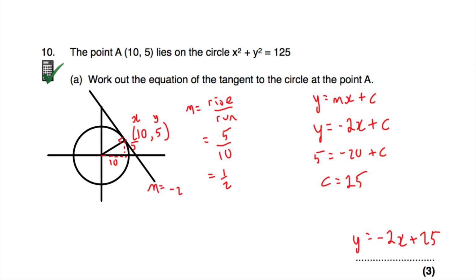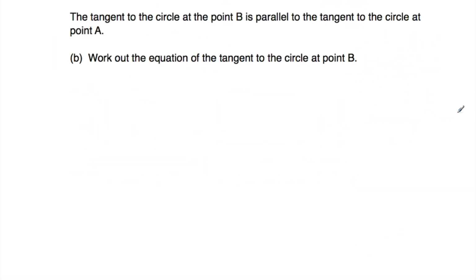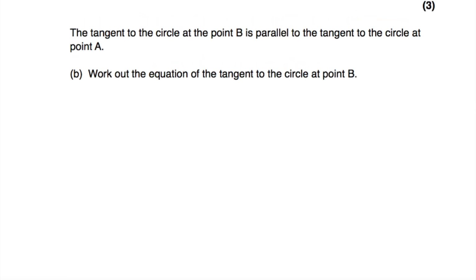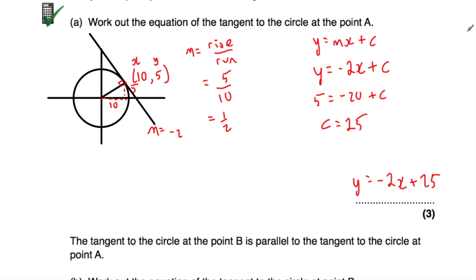Okay, let's look at our next part, part B. Okay, so part B says the tangent to the circle at the point B, so there's another point B, is parallel to the tangent to the circle at the point A. And we've been asked to work out the equation of the tangent to the circle at the point B. So let's go back up. So here we have got this tangent, and apparently there's another tangent that'll be parallel to this one. So if it's parallel, it'll have the same steepness.